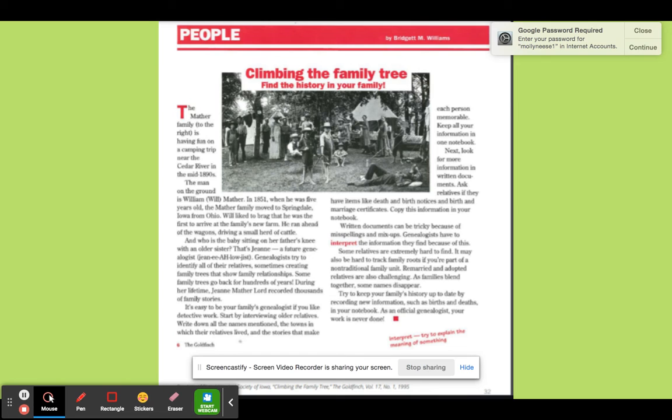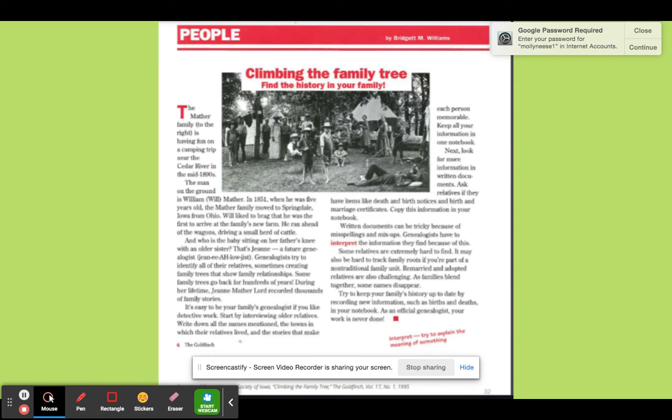Genealogists try to identify all of their relatives, sometimes creating family trees that show family relationships. Some family trees go back for hundreds of years. During her lifetime, Jeannie Mather Lord recorded thousands of family stories. It's easy to be your family's genealogist if you like detective work. Start by interviewing other relatives. Write down all of the names mentioned, the towns in which their relatives lived, and the stories that make each person memorable. Keep all your information in one notebook.